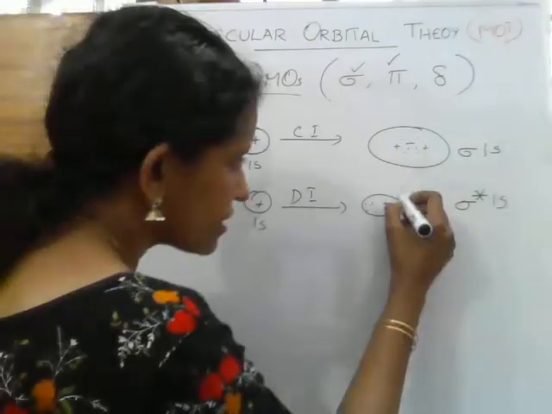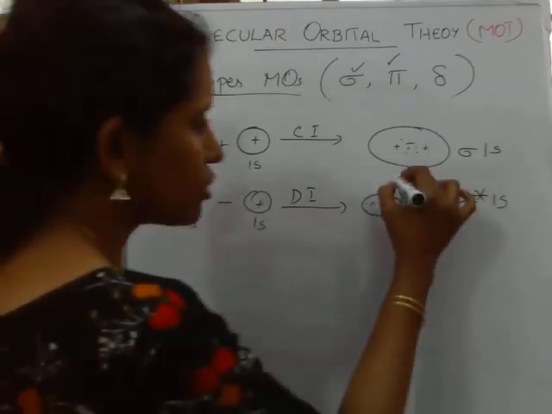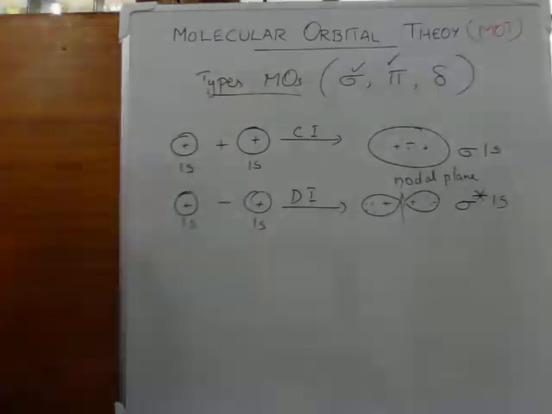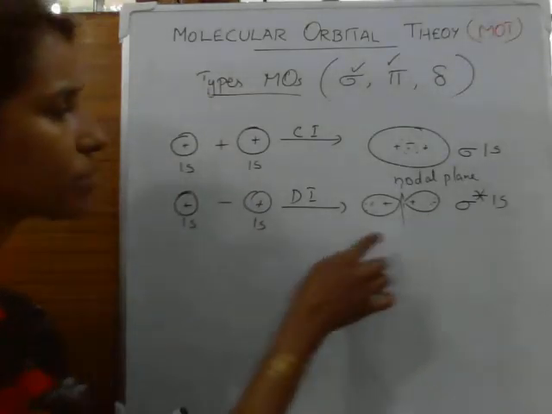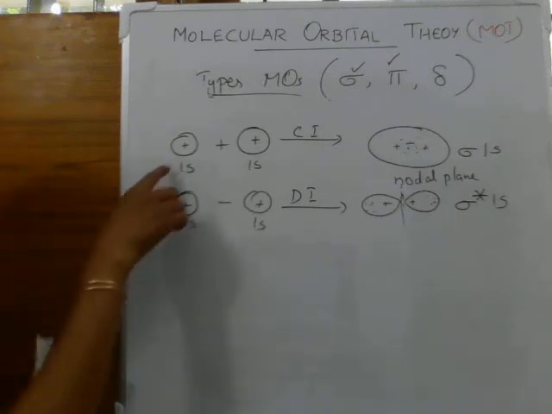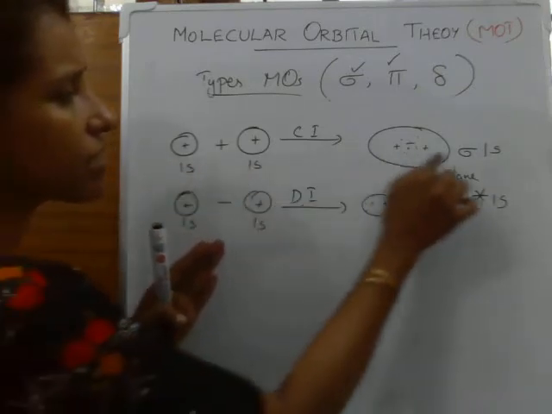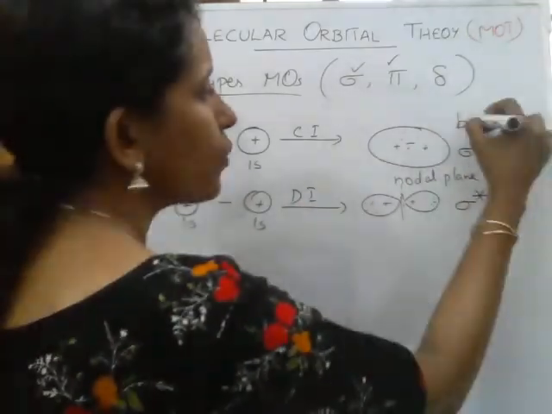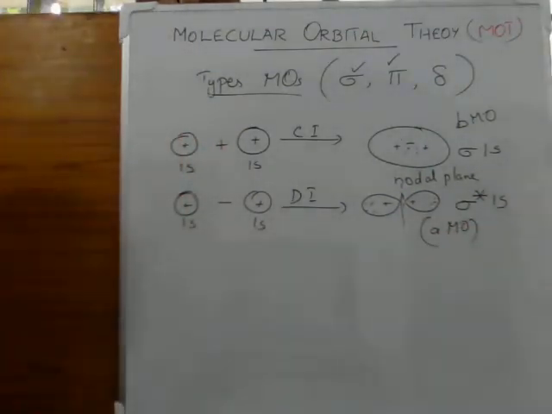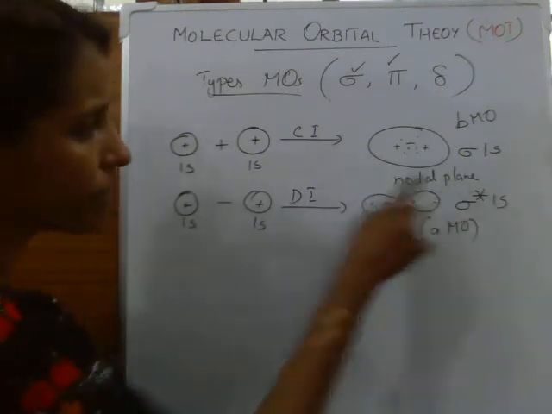Here you can see a plane where there is no electron. So what is this? This is a nodal plane. Sigma star 1s contains one nodal plane. So 1s atomic orbitals on constructive interference, or the addition of wave function, result in bonding MO. This is bonding molecular orbital. This is anti-bonding molecular orbital. Destructive interference results in anti-bonding MO. There is a nodal plane.